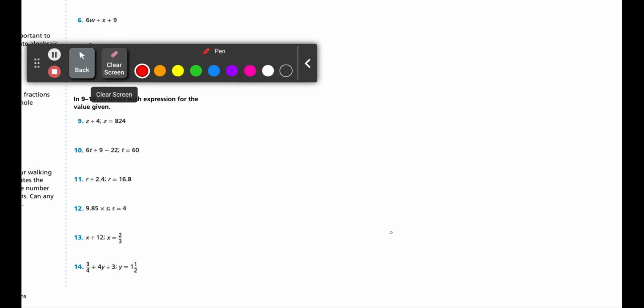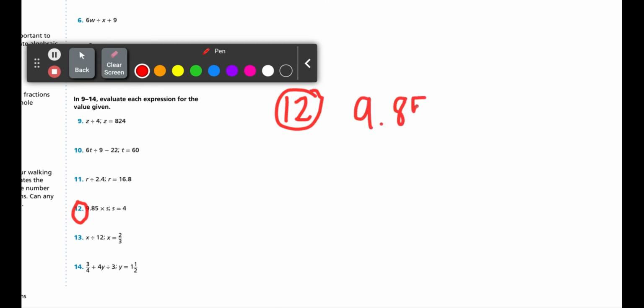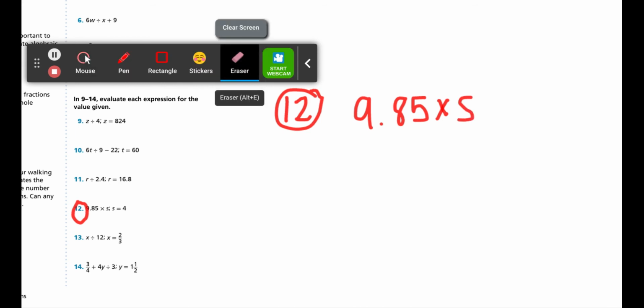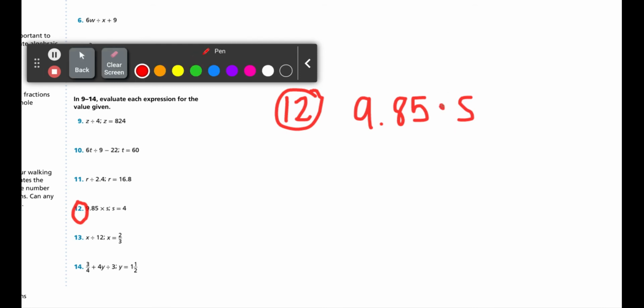Let's try 12, and then we will try one that's a little bit harder. So 12 in your notebook, right? Number 12, circle it. 9 and 85 hundredths times s. You know what? I'm not even going to write it that way, and neither should you. Instead of using that multiplication x, let's use the multiplication dot. And they're telling us that s equals 4. So let's plug it in. Let's see what you get.